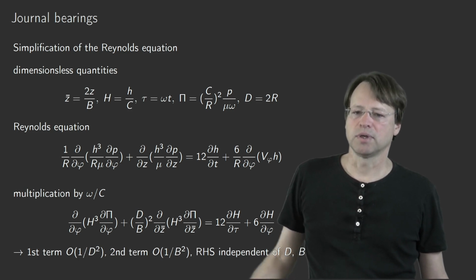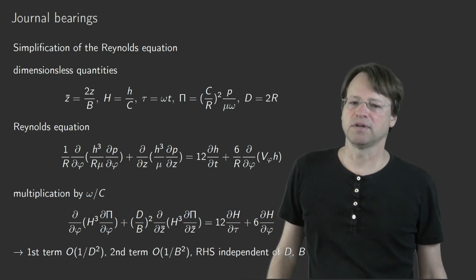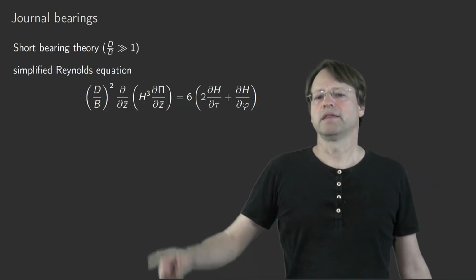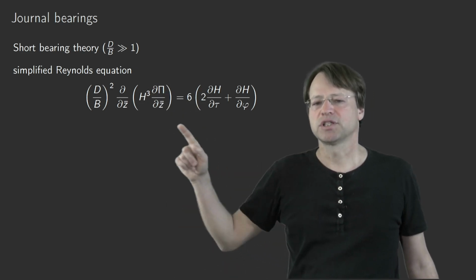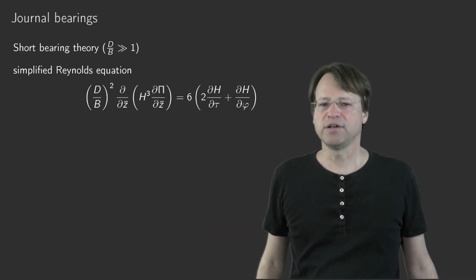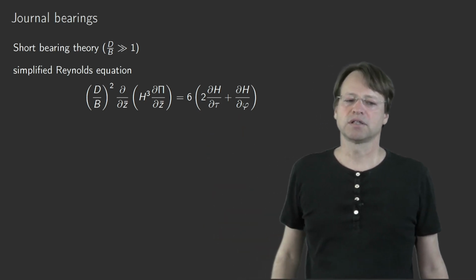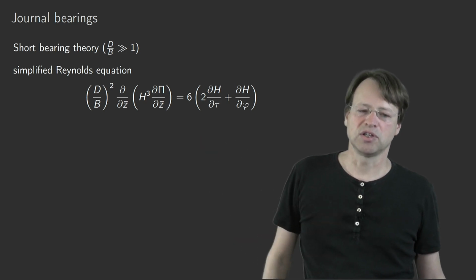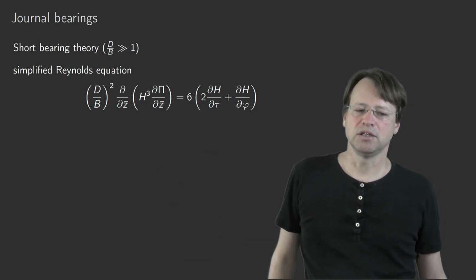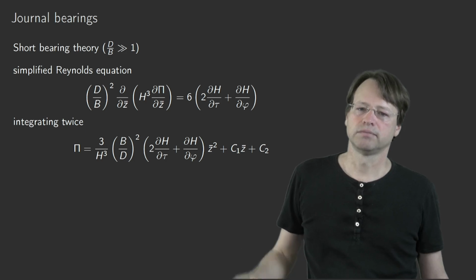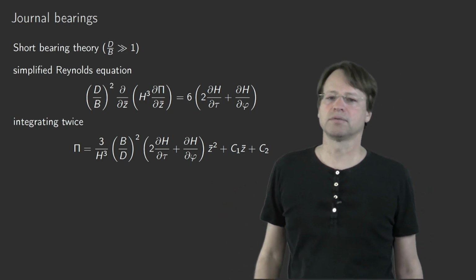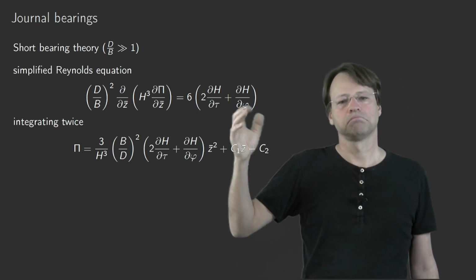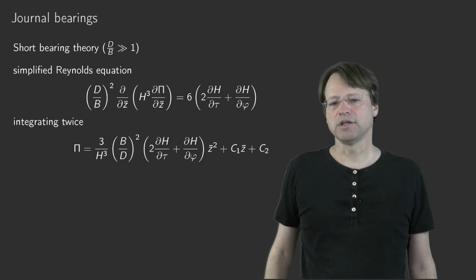So the first term is of order 1 divided by d squared, the second term of order 1 divided by b squared, the right-hand side independent of d and b, and now we move to the short bearing theory. We just keep the second term of the left-hand side of the Reynolds equation, and we keep the right-hand side of the Reynolds equation, and then we integrate twice. That's nicely done. We put b divided by d squared on the right-hand side, and we write it as a classical term. This term is independent of z. It's like a motion with constant acceleration.